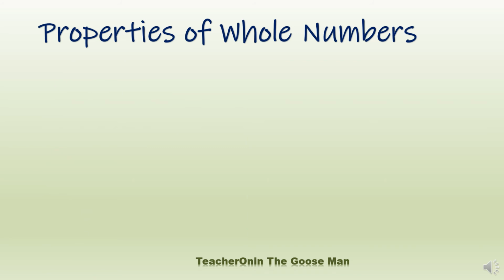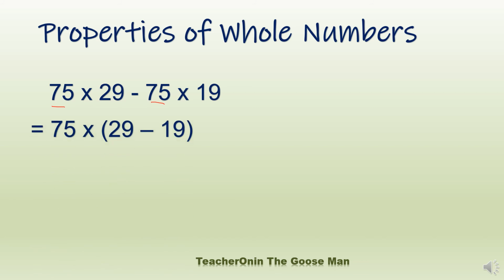Let's move on to the next property. But before that, try to compute this one mentally. It's quite difficult, right? But then again, I can regroup the common factor, which is actually 75. I can put it outside such that I'll have now 75 as a common factor. So I have 75 times 29 minus 19, since the operation now is subtraction. But take note that 29 minus 19 is equal to 10. So I have 75 times 10, or 75 times 10 is equal to 750.